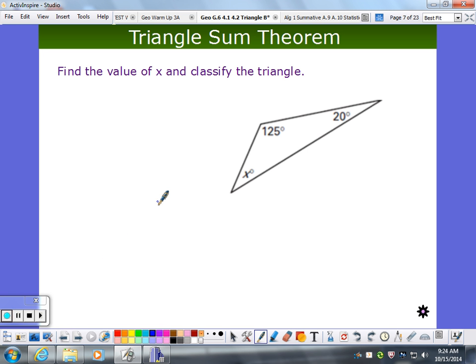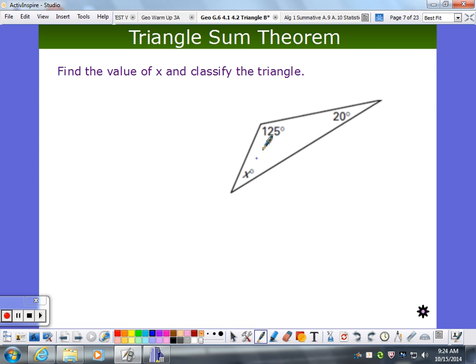Alrighty. So not all these examples are necessarily on the notes. Some are, some aren't. I don't think this one is. Oh yeah, it's on the bottom. Skipping around a little bit. So it's example A on the bottom. It says find the value of x and classify the triangle.